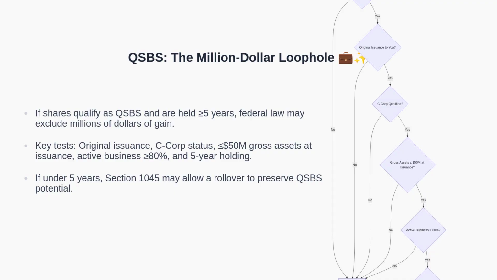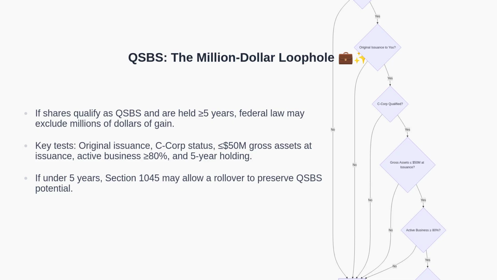Additionally, before any major stock sale, investigate whether your shares qualify as qualified small business stock. If the shares meet strict criteria and are held for at least 5 years, federal law may allow exclusion of substantial amounts of gain, potentially in the millions. The primary tests include original issuance to you, C corporation qualification, gross assets of $50 million or less at the time of issuance, active business use at 80% or more, and a 5-year holding period.